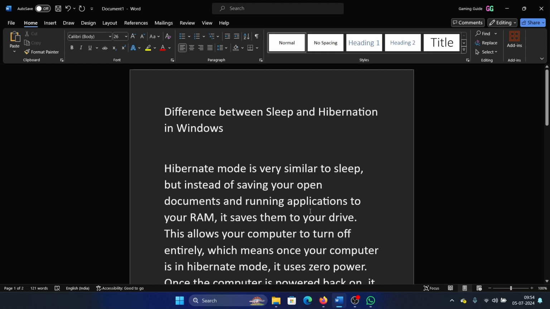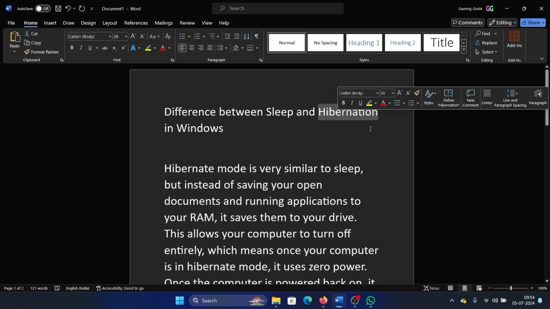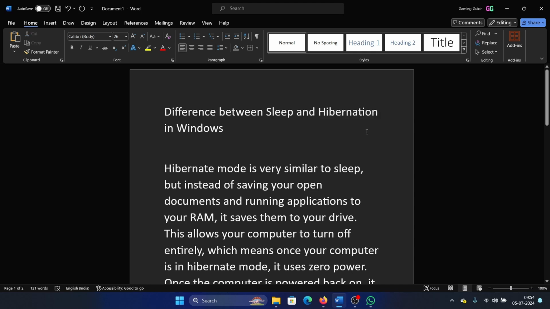So today it really doesn't matter which one you use, but I'm telling you the basic difference. Sleep mode saves the information on the RAM and still uses some energy. Hibernation mode saves it on the hard disk and uses zero power.